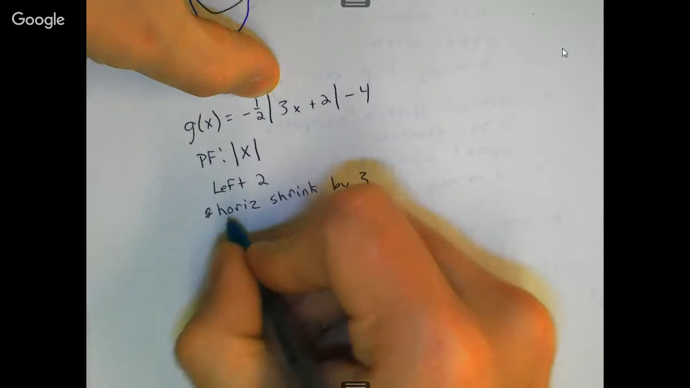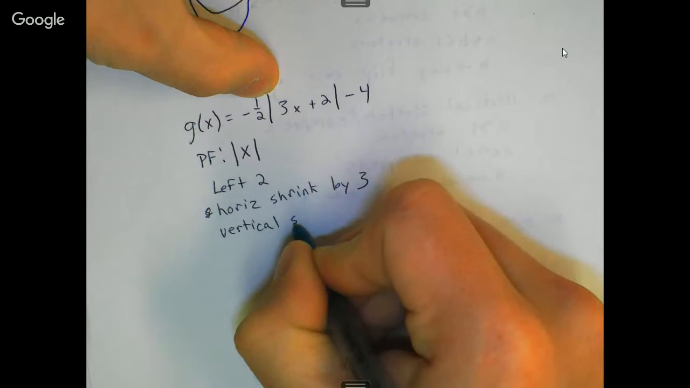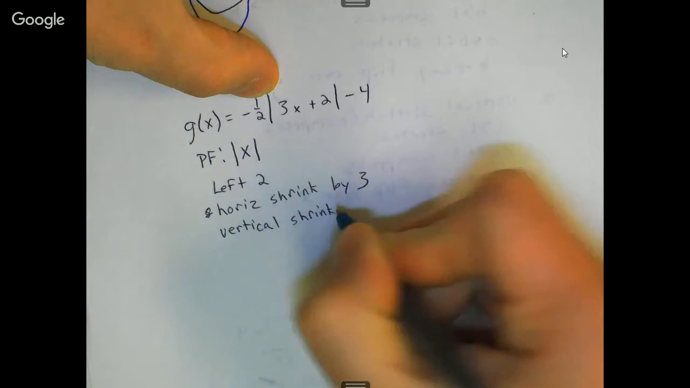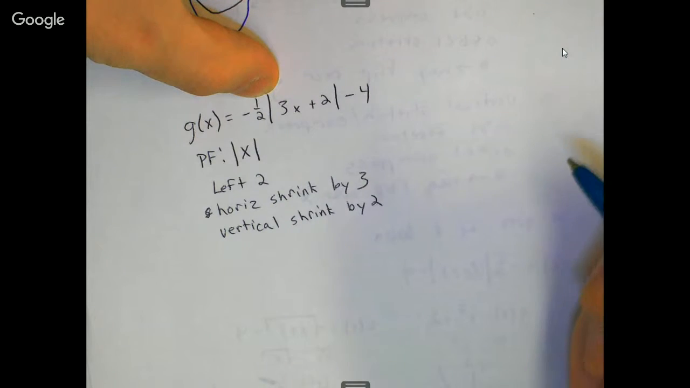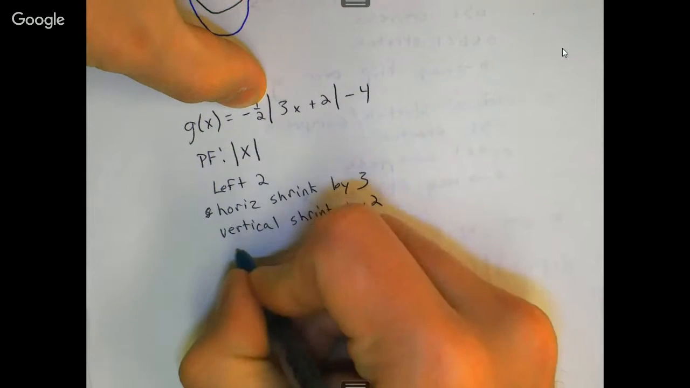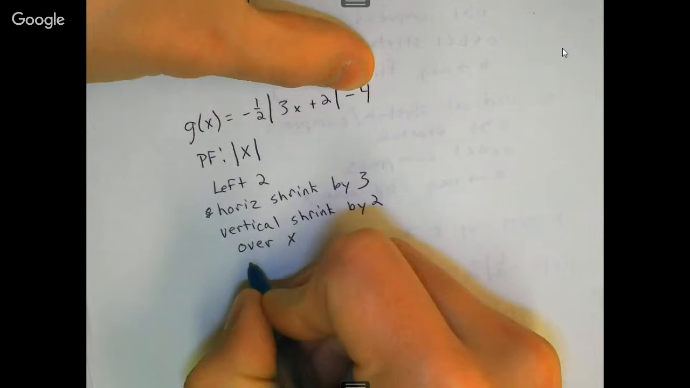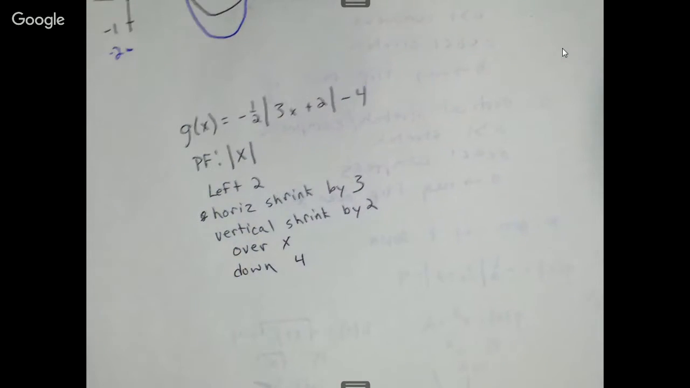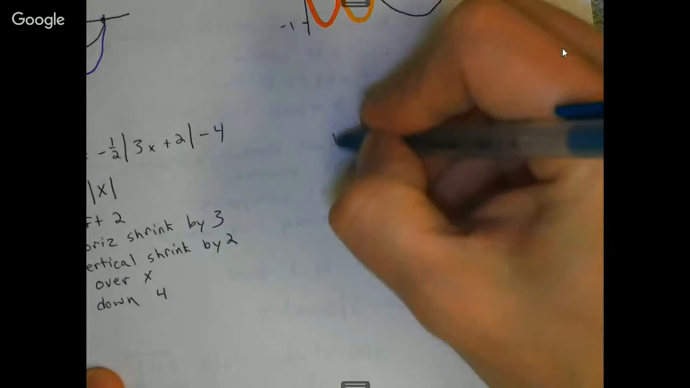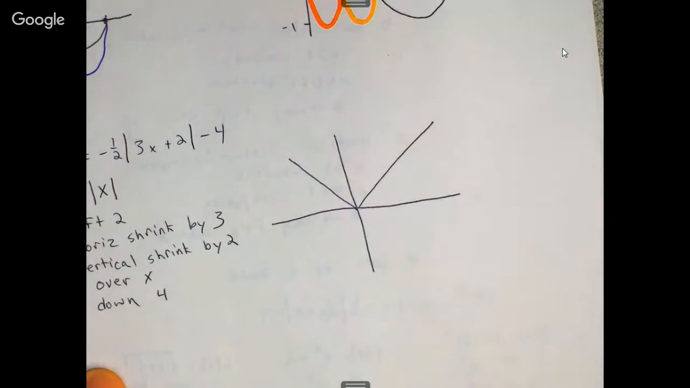A is a vertical shrink or compress, whatever you want to say, by 2. Since it's a half, we're going to shrink it by 2. It also flips it over the x-axis, and we will go down 4, from that minus 4. So we've got our absolute value, which starts out as a v.